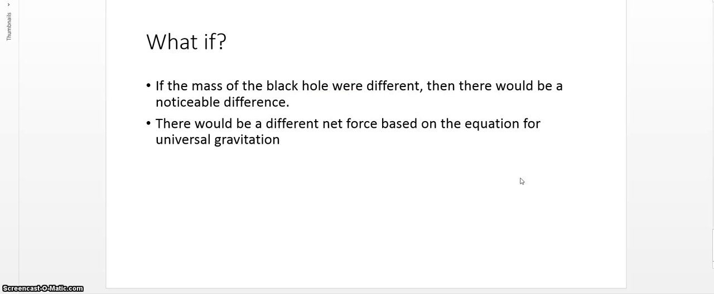What if the mass of the black hole were different? Then there would be a noticeable difference. There would be a different net force based on the equation for universal gravitation, and the object would then move at a different rate. So if the data inputted into the Python model is accurate, then the mass of an object can be found based on the observed positions of an object orbiting around it.